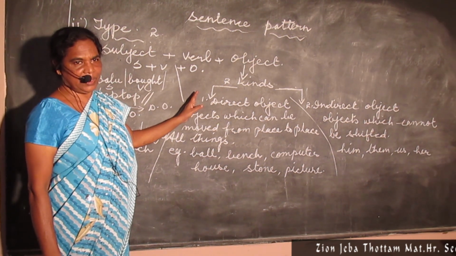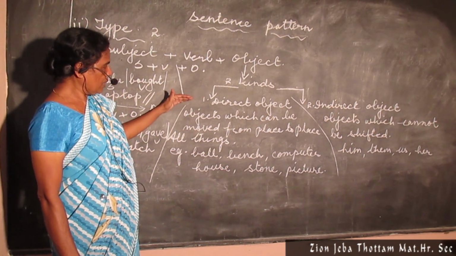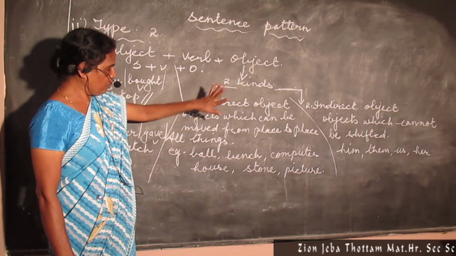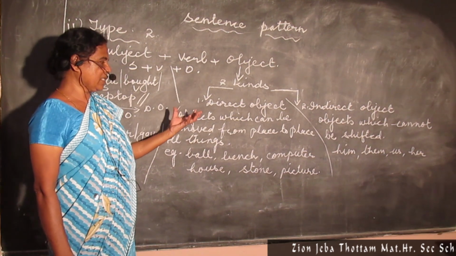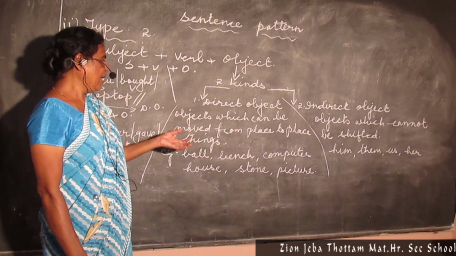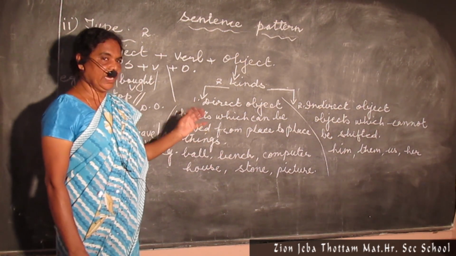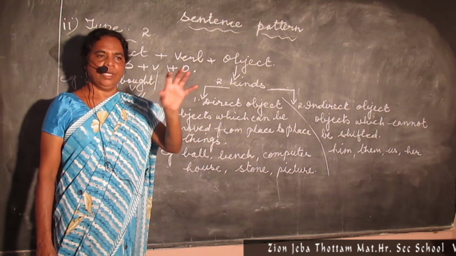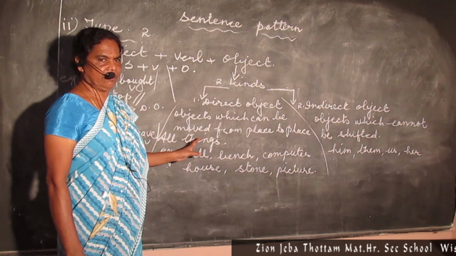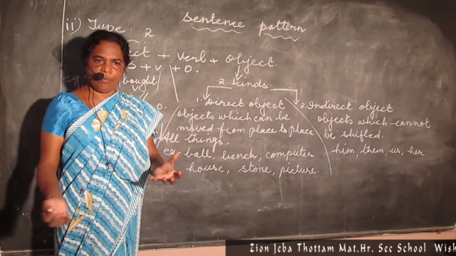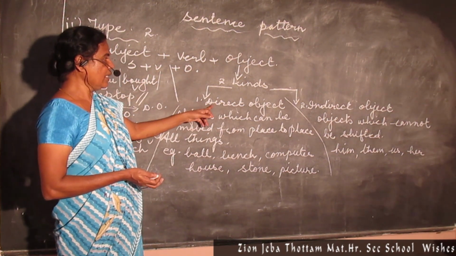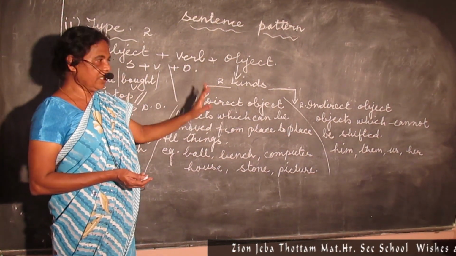What are direct objects? Objects which can be moved from place to place. All the objects which we can take in our hands, we can handle with our own hands, and we can move them from one place to another place. And also all the things we see around us which can be taken in our hands, which can be worked with, all these things are called direct objects. I hope it's clear for you all.